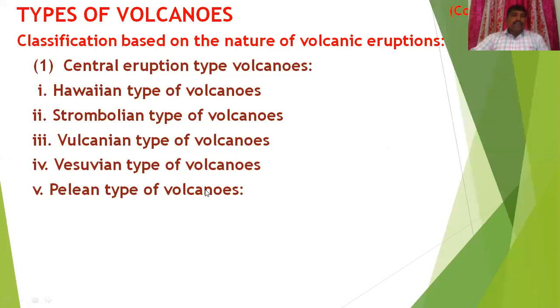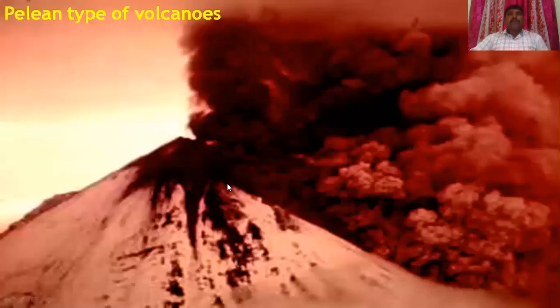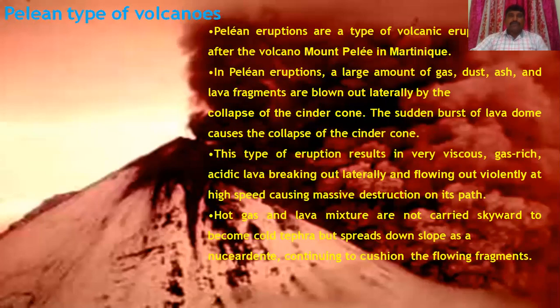And the fifth one is Pelian type of volcanoes. The picture on the screen shows the Pelian type of volcano. Pelian eruptions are a type of volcanic eruption named after the volcano Mount Pelee in Martinique. In Pelian eruptions, a large amount of gas, dust, ash, and lava fragments are blown out laterally by the collapse of their cinder.